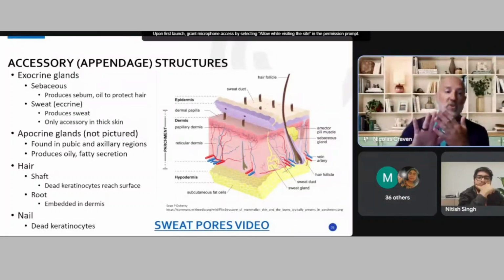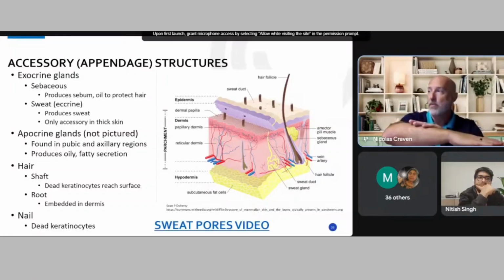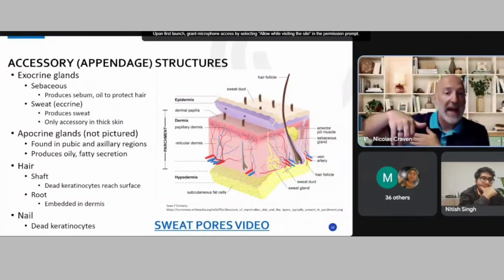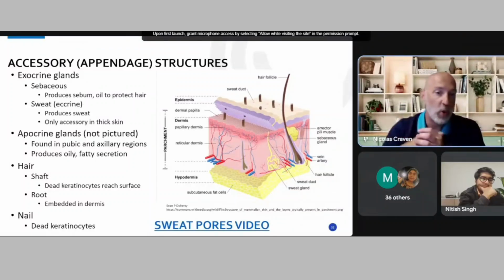And there are many more of those sweat glands on your hands and on your feet than there are throughout the rest of your body. You'll find more sweat glands per square millimeter on your hand than on any other part of your body. So you'd still have sweat glands on your arm, but they're much more dense in your hands. Apocrine glands, you tend to find in the pubic area as well as the axillary region, and they also produce an oily, fatty secretion.